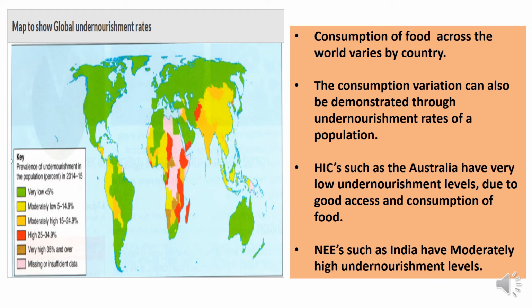The map on this next slide shows variations in access and consumption of food. The map shows the percentage of population that are undernourished, indicating that this percentage of the population do not have regular access to food or consumption of food. HICs such as Australia have very low undernourishment levels due to good access and consumption of food. However, NEs such as India have moderately high undernourishment levels, indicating that these countries have less access to food on a regular basis.